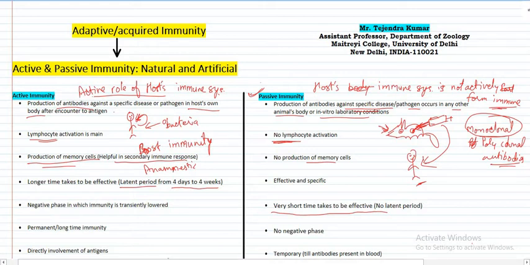So why does active immunity take longer? Because it requires antigen exposure or presentation by other cells, right? And what are these other cells? These other cells are APCs, or it might be phagocytes, which we already discussed. You can go and check out the video already uploaded on this channel. So these are APCs or phagocytes, right?